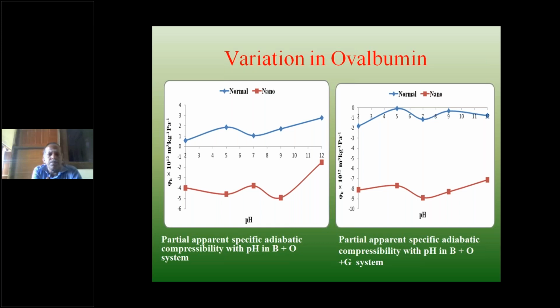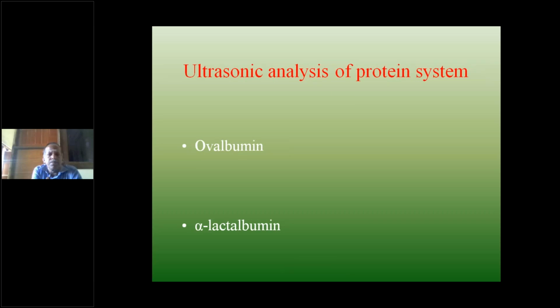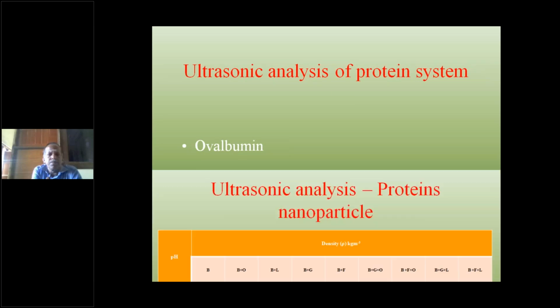So here, for a nanoprotein, the compressibility values are very low, which means the space is very less, and it indicates a compact structure, very compactness among the components of the system. So this diagram clearly shows that the nanoprotein particles are the better choice for the work in progress. So we have chosen the nanoparticle system and done the complete ultrasonic analysis.